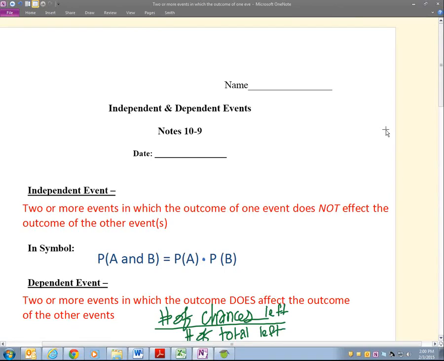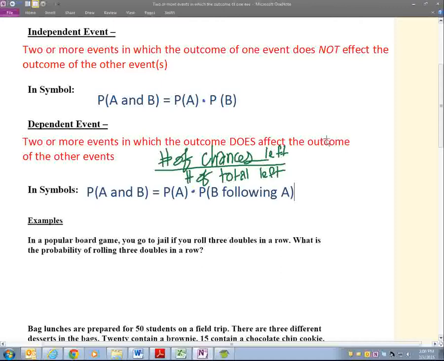So we're looking at independent and dependent events, section 10.9. An independent event is two or more events in which the outcome does not affect the outcome of the other event or events. In symbols, the probability of A and B equals the probability of A times the probability of B. Then we have a dependent event: two or more events in which the outcome does affect the outcome of the other events.